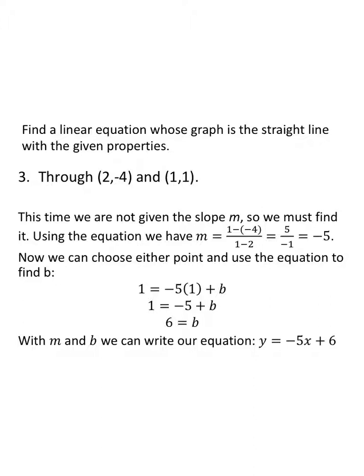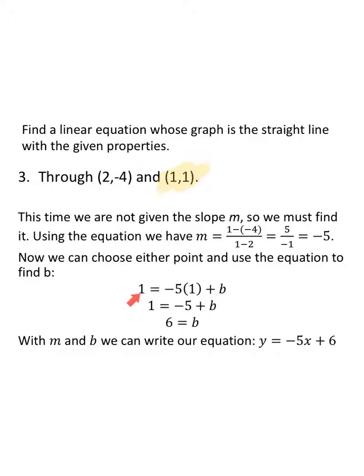I have a slope. Now, with the slope, I could choose either point to use. I could do both of them if I wanted to, but I'm going to take the easy one, and I choose (1, 1) to be, quote, the easy point, because it doesn't have a negative. I'm going to use small numbers, and I'm going to use positive numbers as much as possible.